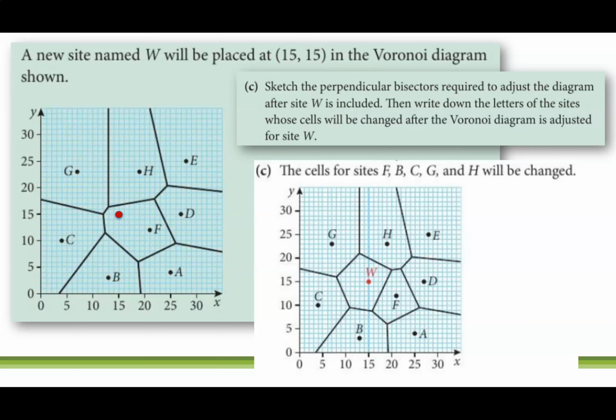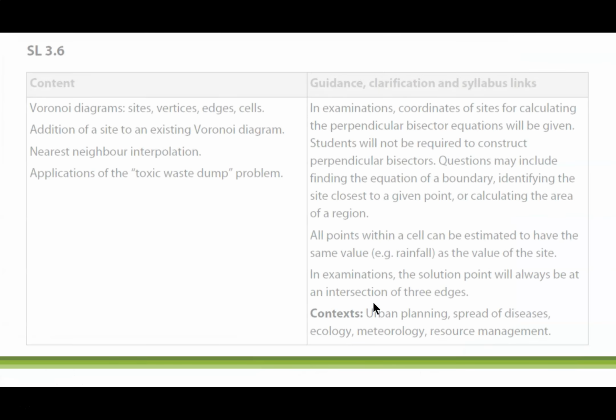But basically, how do you go ahead and find it? I've created some new perpendicular bisectors between W and H, W and G, W and C, W and B, and W and F. And it has 1, 2, 3, 4, 5 sides to this little cell right there.